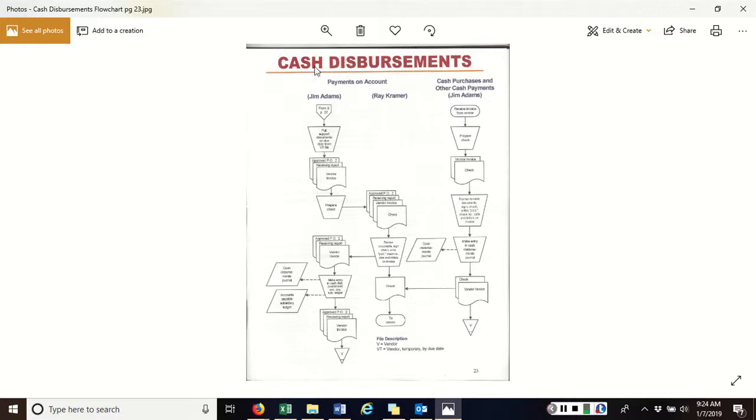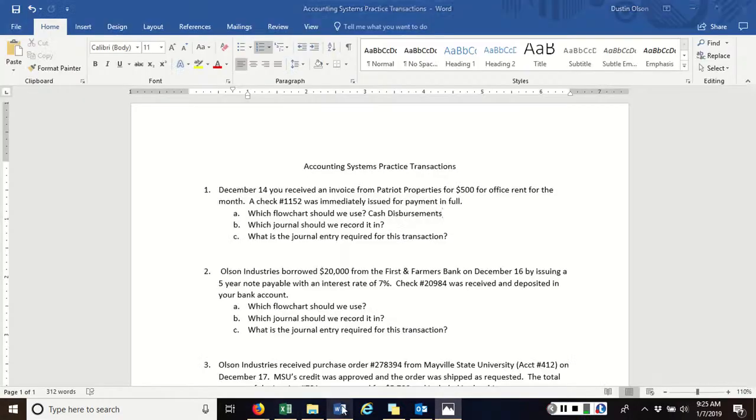The title of our flowchart matches the journal that it's going to be recorded in. This is going to be a theme to our lesson this morning. So we use the cash disbursements flowchart. That's going to end up in the cash disbursements journal.